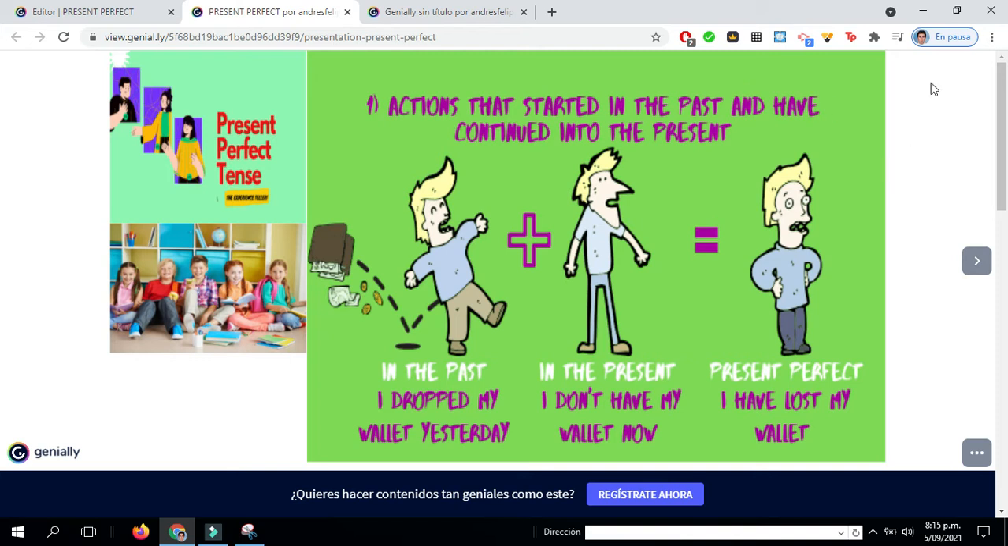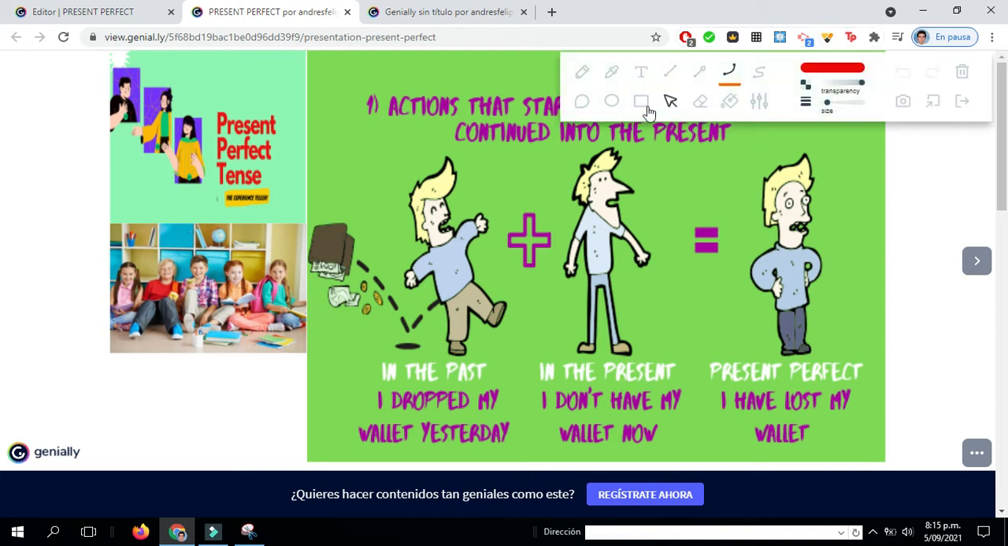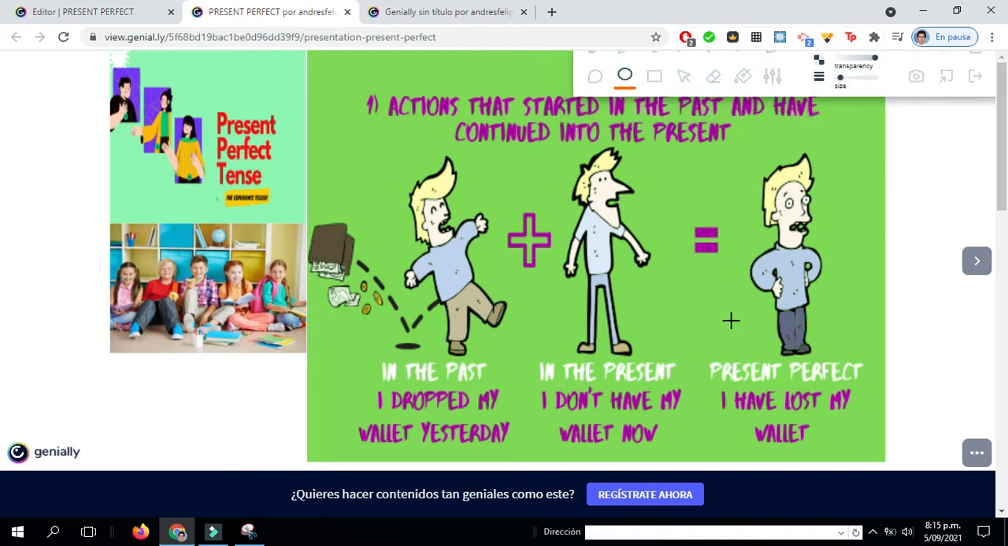For example, in this example, the sentence that is in present perfect is this sentence. I have lost my wallet. That means, yo he perdido mi cartera. I can tell this sentence because of something that happened in the past and that continues in the present. In the past, this man says, I dropped my wallet yesterday. Perdí mi cartera ayer. And now, in the present, he says, I don't have my wallet now. No tengo mi cartera todavía o ahora.